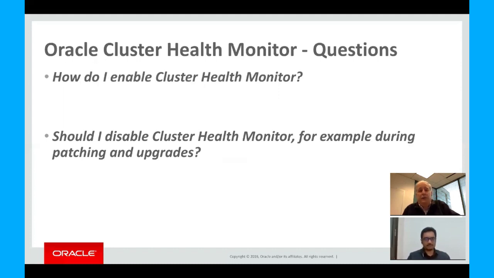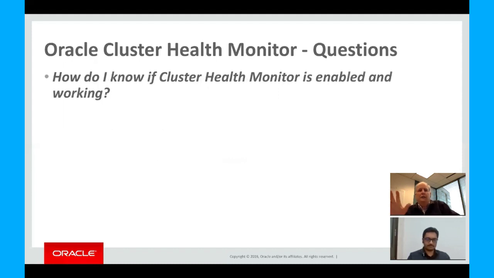Oh, so it is actually active during this process as well. Correct. I see. So in that case, how do I know that Cluster Health Monitor is enabled and working? So one can use the standard CRSCTL command to find out the status of CHM. The corresponding name of the resource is ora.crf. So one can use crsctl status res ora.crf -init, and it will basically tell the status of the resource. I see. Okay.